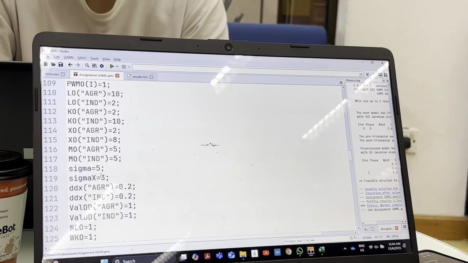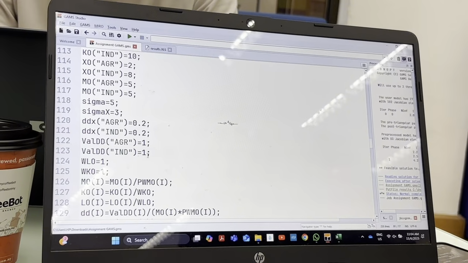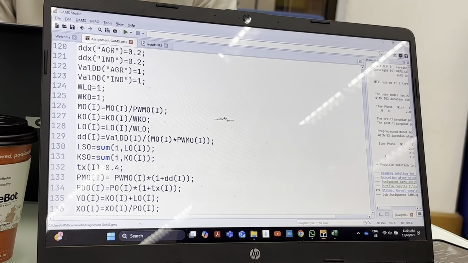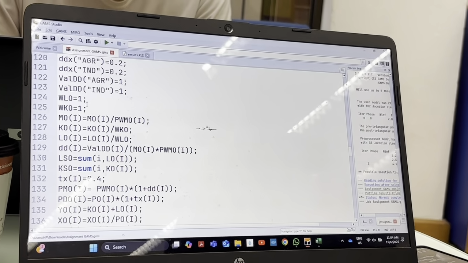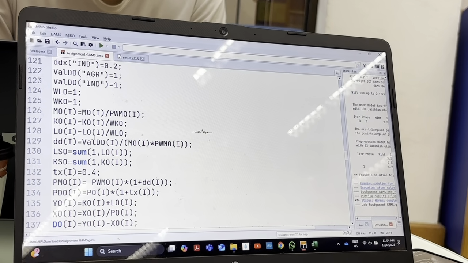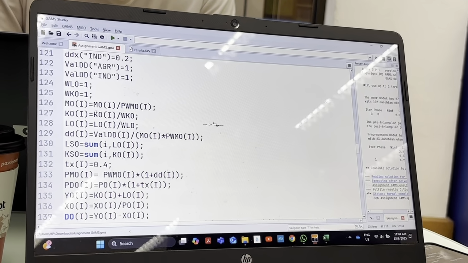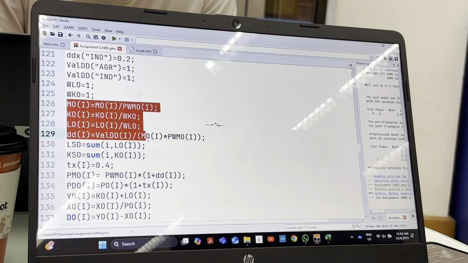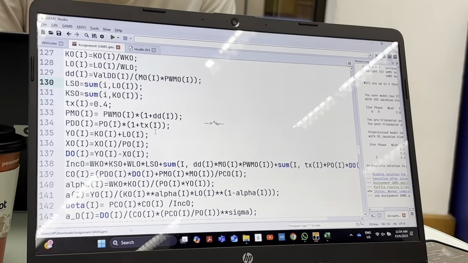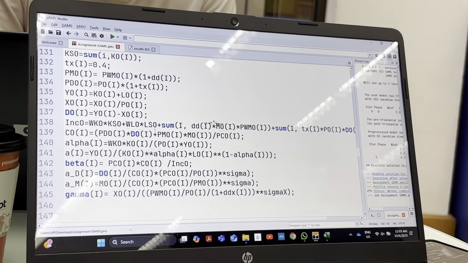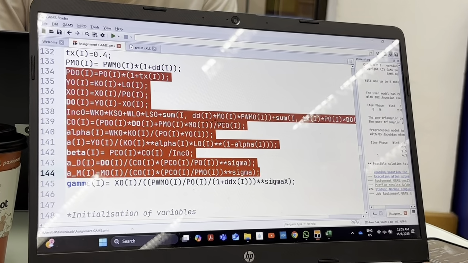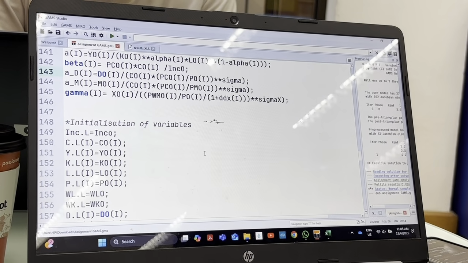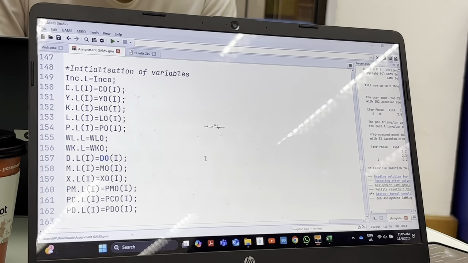DDX for industry is 0.2 also, and DD for both industries is 1, and for each of the labor and capital, the W will be equal to Z1. These are all the calibrations that we created. A lot of it, so I don't want to explain all of it in detail. So here are the calibration process.